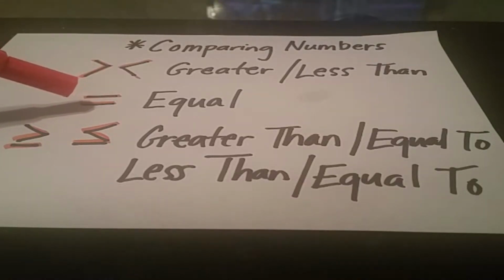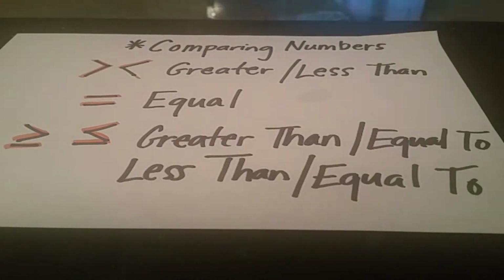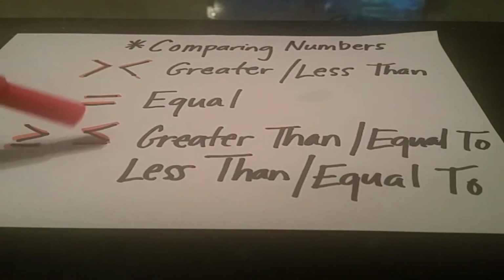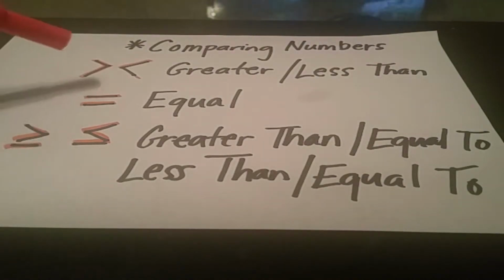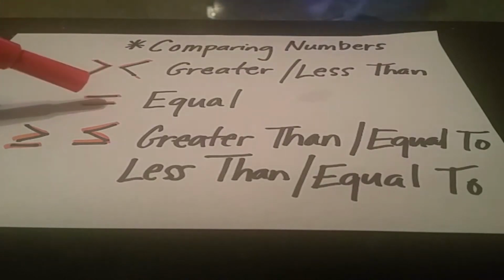Then you have what is called your equal sign. That just means that both numbers are equal. Then you have a more complex use of those signs where you have greater than or equal to or less than or equal to. We won't focus on these two tonight, but we're going to focus on how to figure out whether numbers are greater than or less than or equal to.